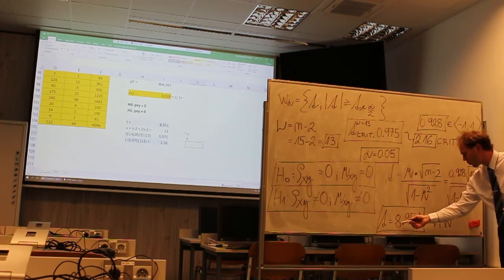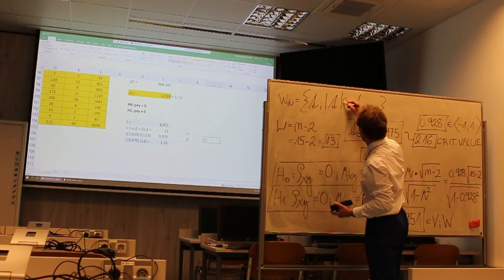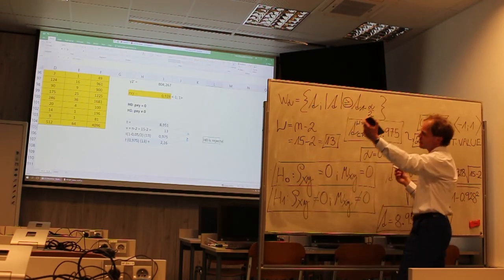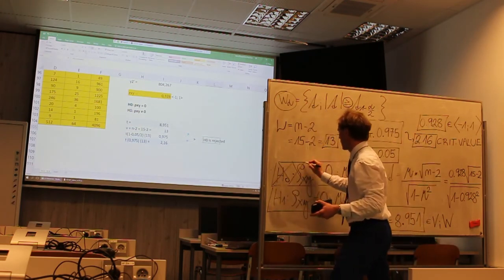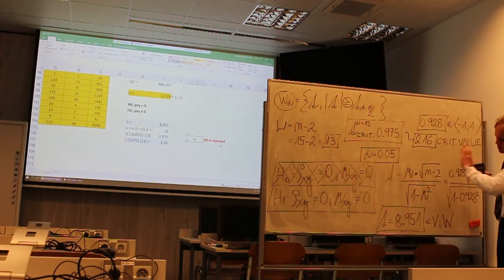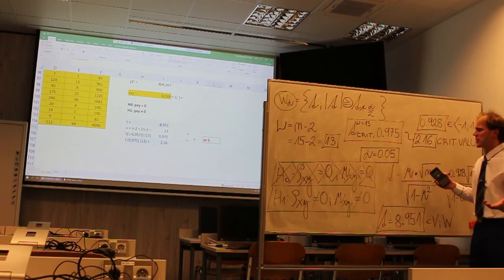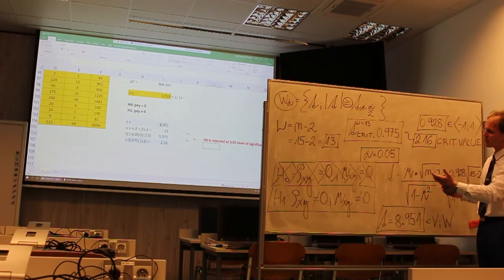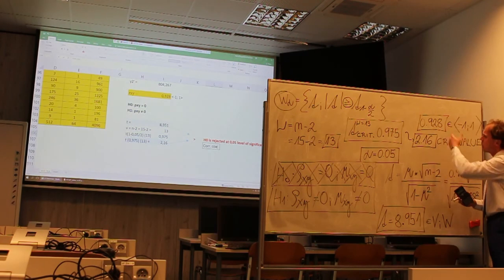Our t-statistic is equal to 8.951. This is higher than 2.16. So this inequality is true. We entered the rejection region, and at the 5% significance level, the null hypothesis is rejected. We rejected the null hypothesis, which claimed that the correlation is equal to zero. No, it's not true. The correlation is not equal to zero. The correlation coefficient is positive, and its value is 0.928, a strong correlation.